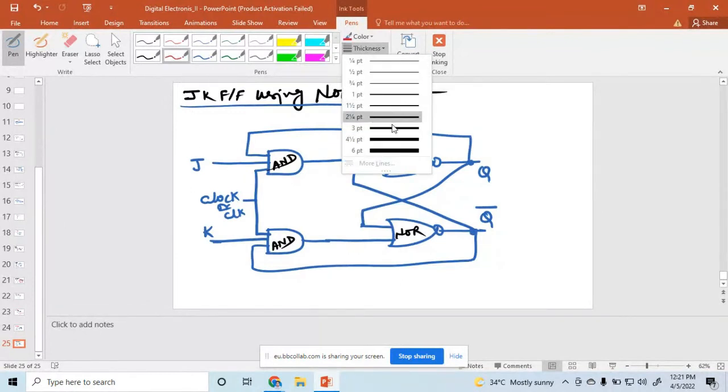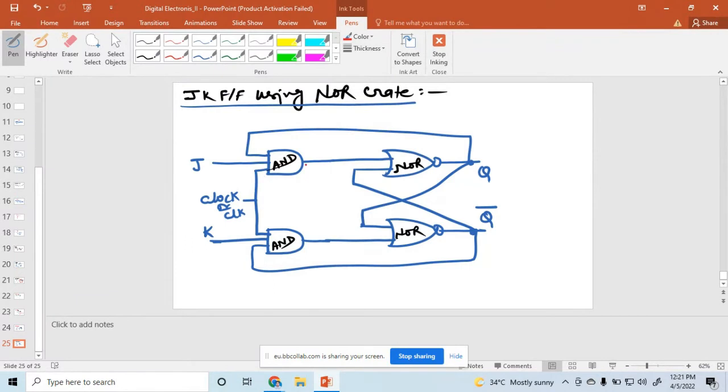So how to draw the JK latch? In the case of JK latch, just remove this clock pulse. Then the third input is coming here. So only this portion occurs in a JK latch. No, this connection is not available, the clock pulse, in the JK latch.